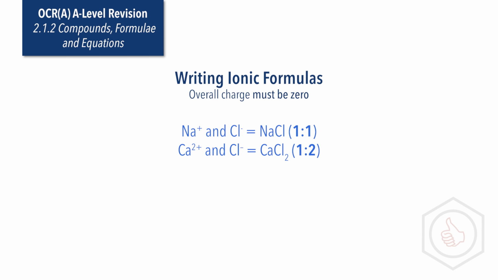For example, Mg(OH)2 tells us that we have one magnesium ion with a 2+ charge and 2 hydroxide ions with a -1 charge each.